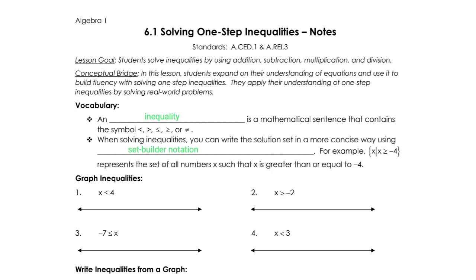The second vocab word here is, when solving inequalities, you can write the solution set in a more concise way using what's called set builder notation. For example, this right here is an example of set builder notation. That is read as the set of all numbers x such that x is greater than or equal to -4. Sorry, the bar represents "such that." So you'd be saying x such that x is greater than or equal to -4.